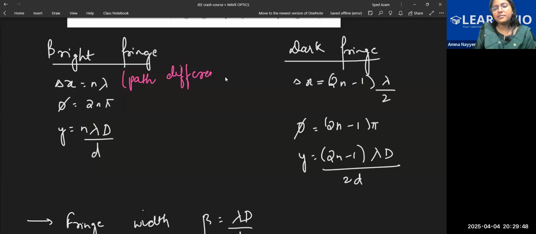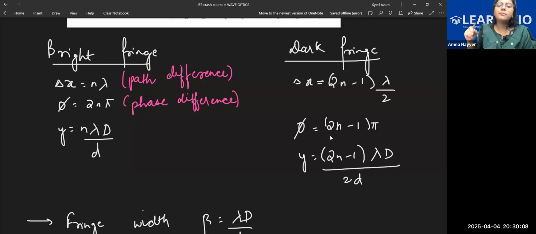This is the path difference. For dark fringe, it becomes (2n minus 1) lambda by 2. For bright fringe, it is n lambda. This is the phase difference. So here the phase difference becomes (2n minus 1) pi for dark fringe. This is simply 2n pi for bright fringe.